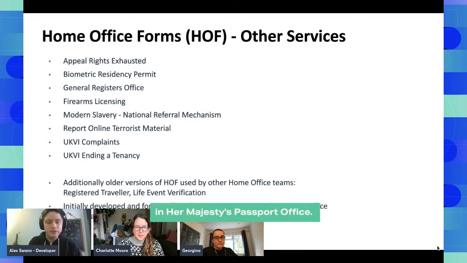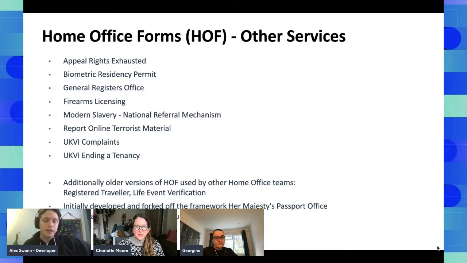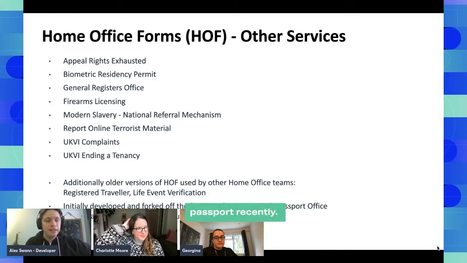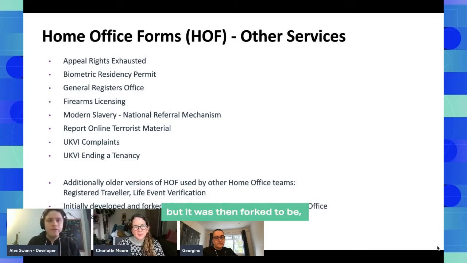Interesting fact, Home Office Forms was initially, its genesis, as you were, created as a framework that is to this day still being used by the online passport renewal service for anyone who's had an out-of-date passport recently. That was where HOF came from, but it was then forked to be a simpler framework for more lightweight forms than the online passport service. So that's how it came to be, as you will.